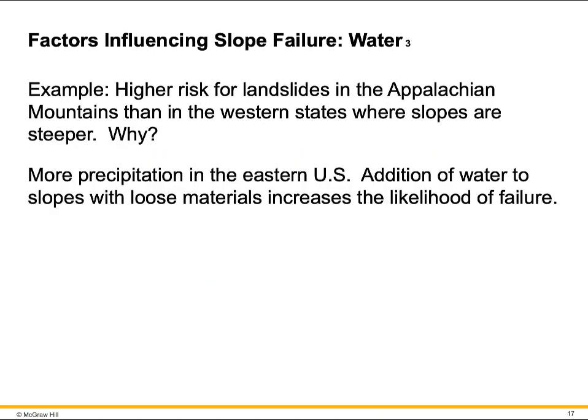An example would be there's a higher risk for landslides in the Appalachian Mountains than in the western United States, where the slopes are steeper. Why? There's more precipitation in the eastern United States. The addition of water to the slopes with loose materials increases the likelihood of failure.